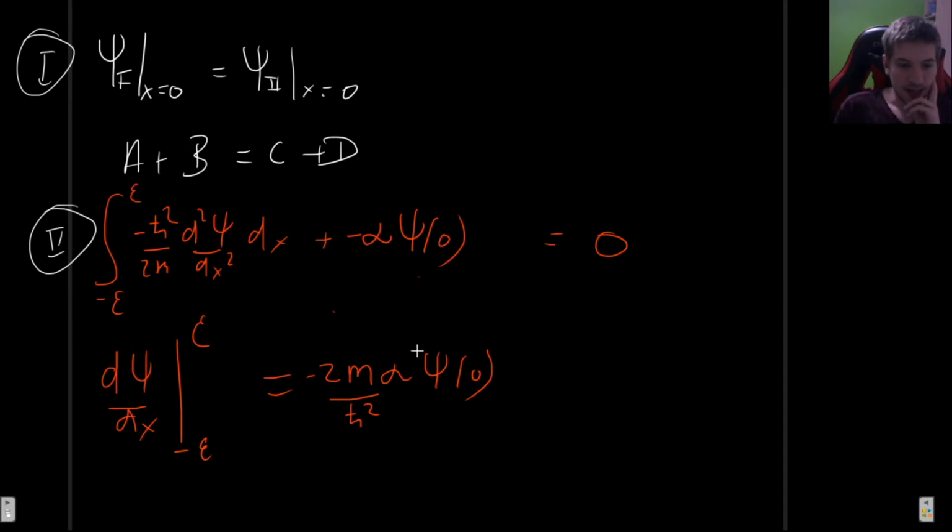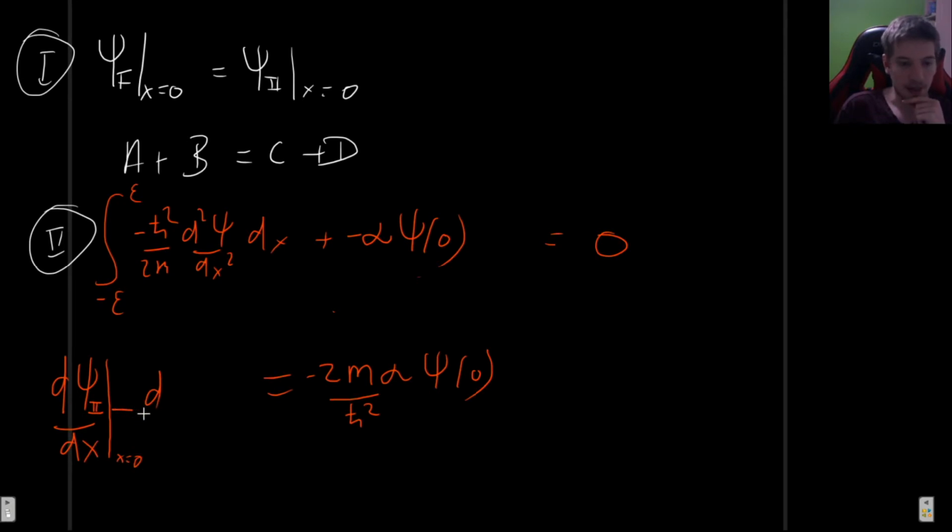Okay. And what is this thing right here? This is going to be the discontinuity. That's the first derivative evaluated at epsilon, but epsilon is part of the second region. So we have to take the derivative of the second wave function evaluated at x equals 0, minus the derivative of the wave function of the first region, evaluated at x equals 0. So this is our condition, which is identical to what we saw in the previous case.